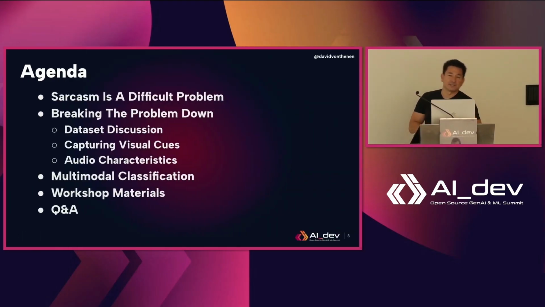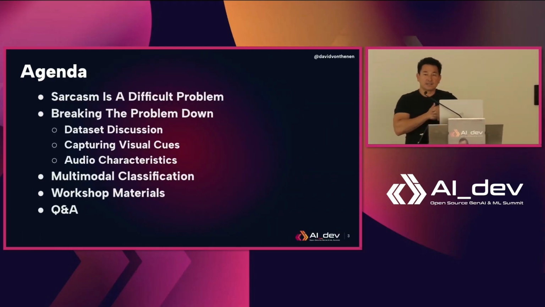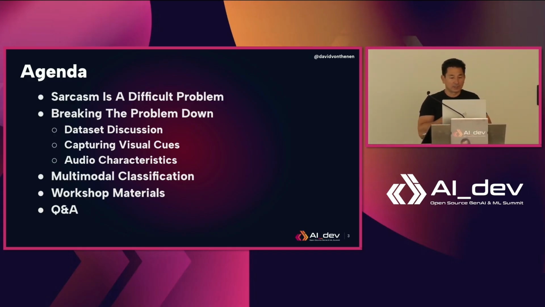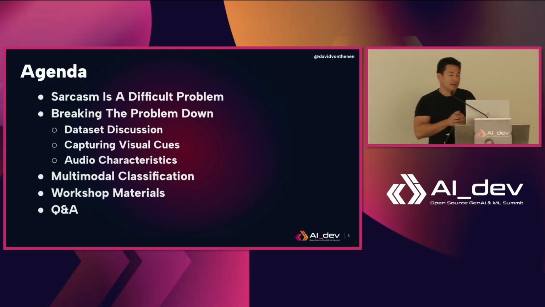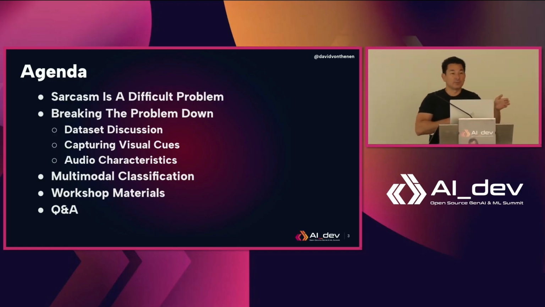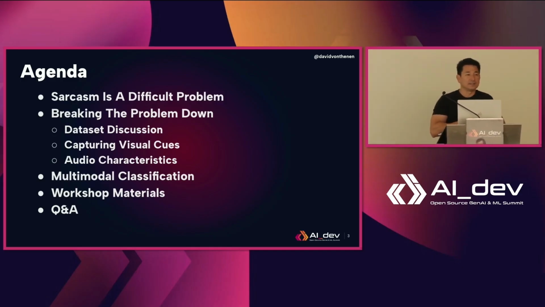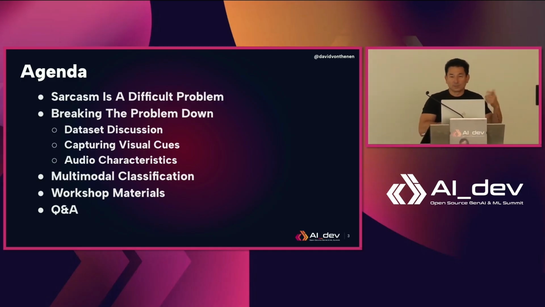So for the agenda today, we're going to talk about sarcasm and what a difficult problem it is. And we're going to break the problem down. I'm going to go through what our data set looks like and what we can do to fix it. We're going to start from an established research paper, use their data set, and improve on the techniques they use to get a better score on the inference.